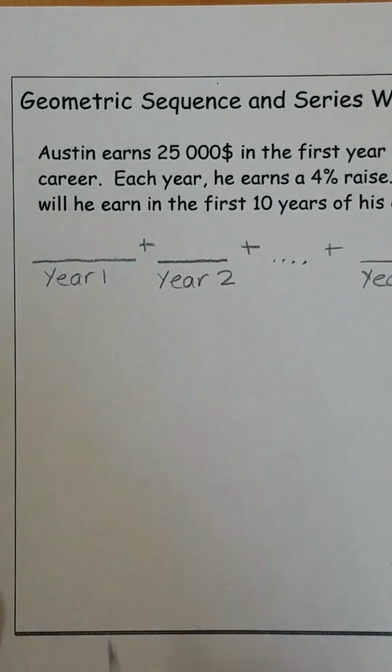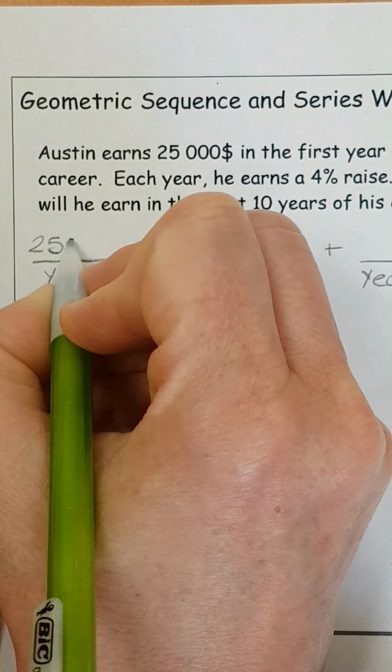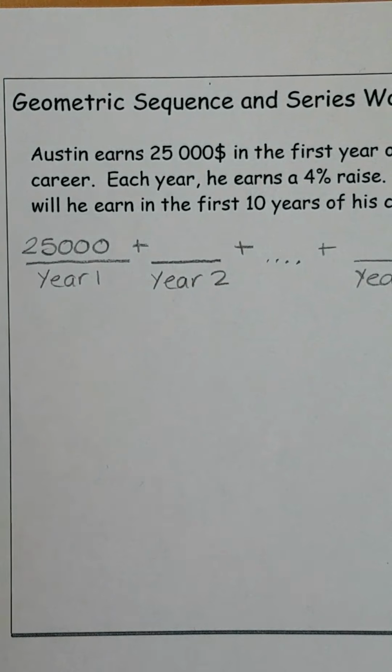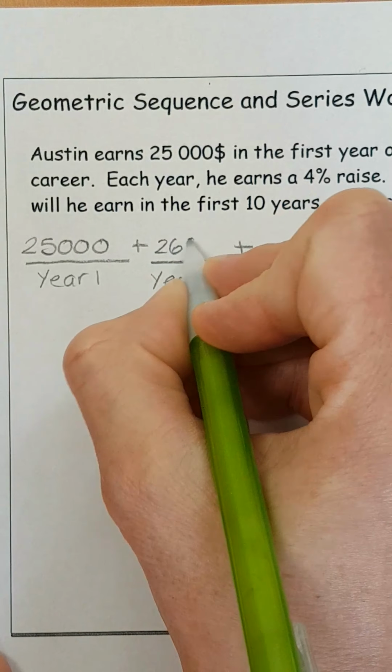So he earns $25,000 the first year. Now we have to figure out, if he gets a 4% raise, he's not just earning that 4%, because it's going to be on top of the 25,000. So you can calculate 4%. If I type in 25,000 times 0.04, he'll get an extra $1,000. So of course, $1,000 on top.